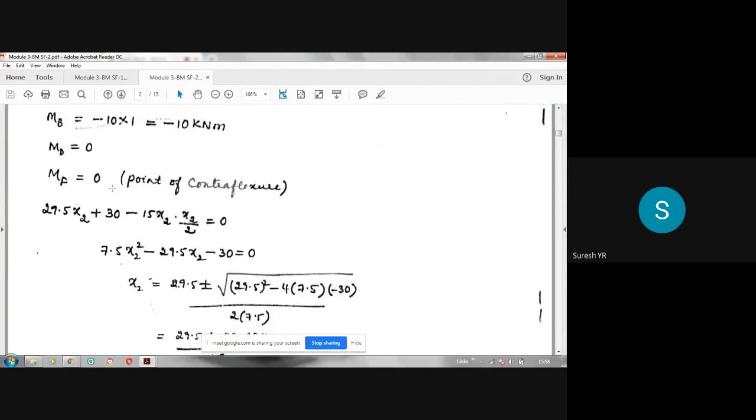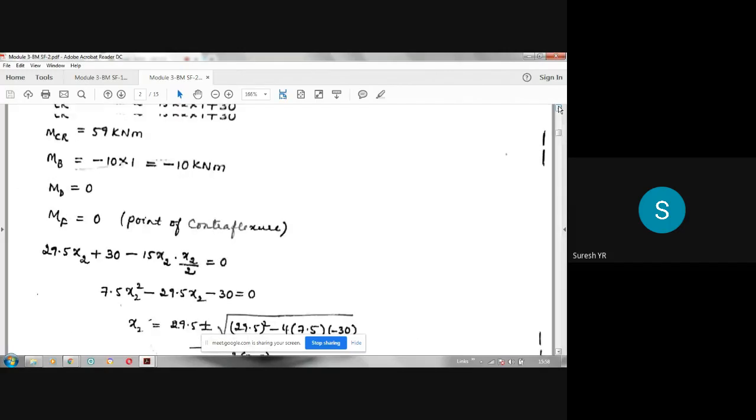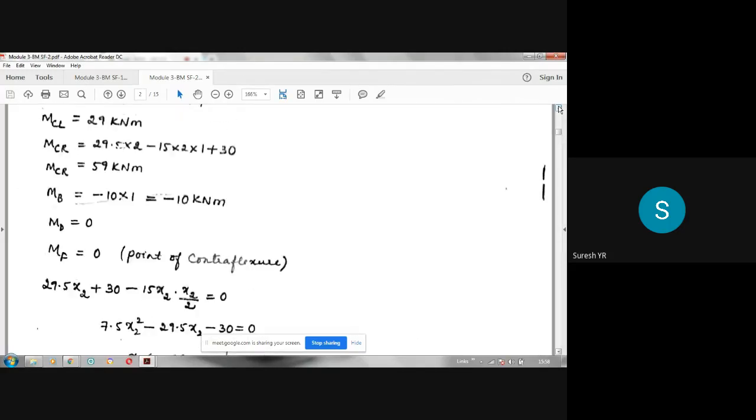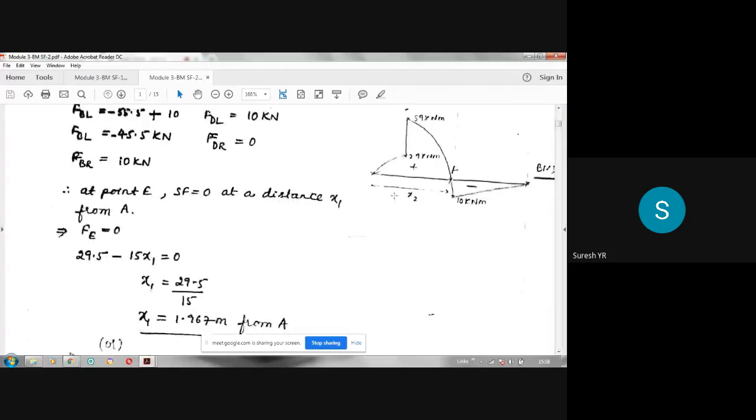So MF is equal to 0. What is MF? Bending moment at F is equal to 0. That is the point of contraflexion. Now let us start writing the expression for MF by taking the left side of the section, because the distance is measured from the left side.